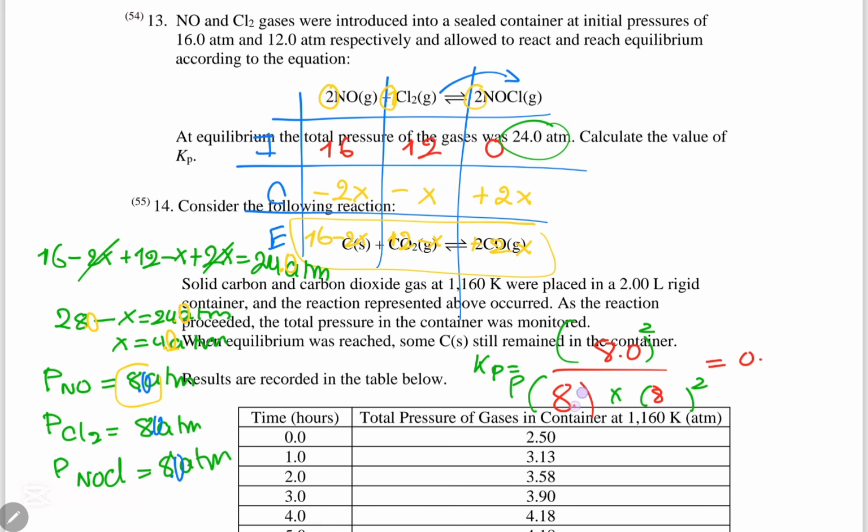So this would be 8.0. So my answer would be 0.13. Okay, is there a specific unit? This and this cancels, so it would be this times 1 over Pascal. Or no, 1 over atmosphere, excuse me, because it's an atmosphere. So that's it for question 13.